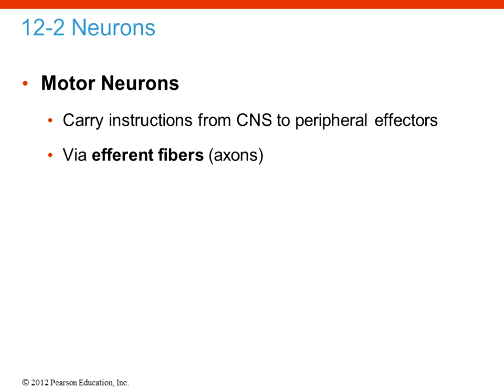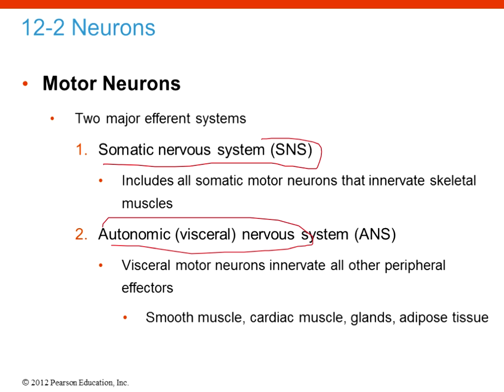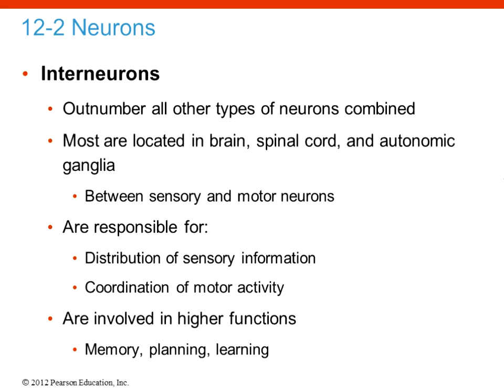Motor neurons carry instructions from the central nervous system to the peripheral. So sensory neurons bring information in, motor neurons carry instructions back out, and so these are efferent with an E, having an effect on a target. There are somatic motor neurons and autonomic motor neurons. Somatic go to skeletal muscle only, and autonomic go to everything else: smooth muscle, cardiac muscle, glands, etc. And then finally, interneurons.